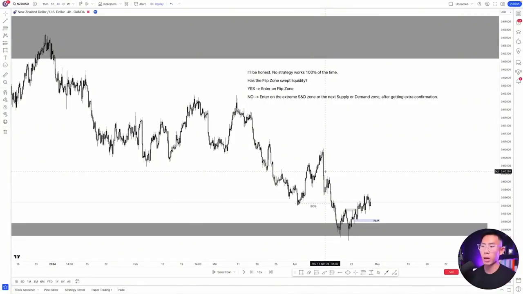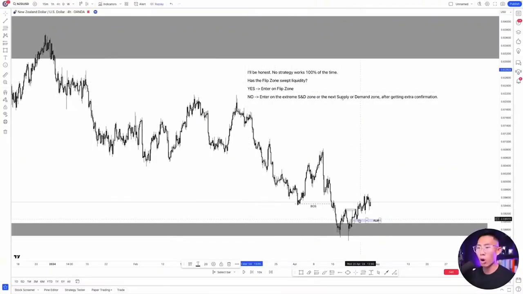So it really comes down to you asking yourself this question here. When in doubt, just ask yourself, has the flip zone swept liquidity? Right? Because the market moves based on liquidity. If smart money want to enter for a buy position, they need a large amount of sell orders. And they can only get that from you guys, from your stop loss, from the liquidity inside the market. So ask yourself this question, has the flip zone swept liquidity?